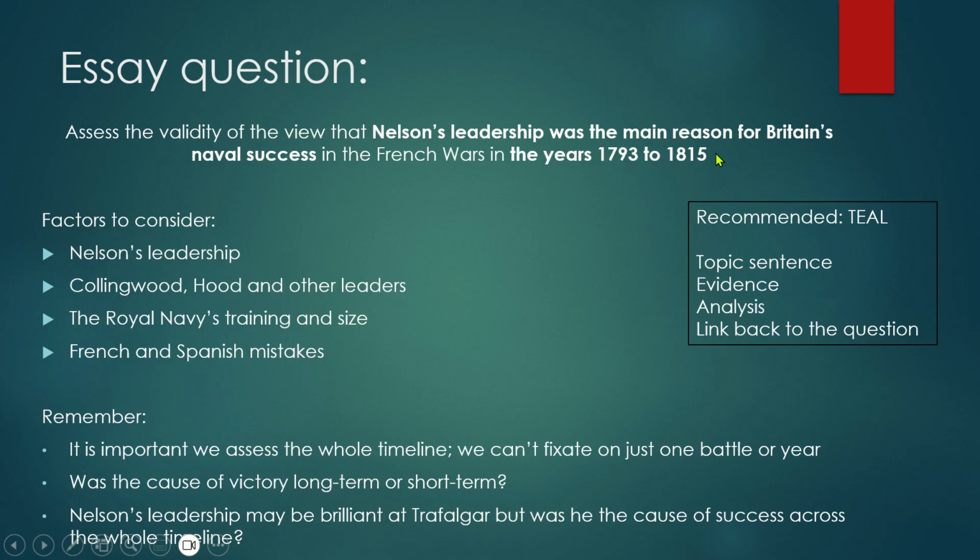This is why it's very important to look at that timeline, the years 1793 to 1815. It's so important because if it were a different period, like 1805 to 1815, or just the 1790s, suddenly there's a different style of answer, so you need to be really aware of that. And it takes us over to what the actual subject is, which is Britain's naval success.